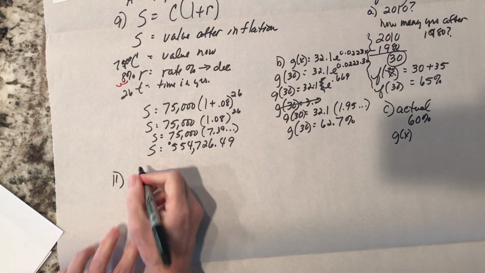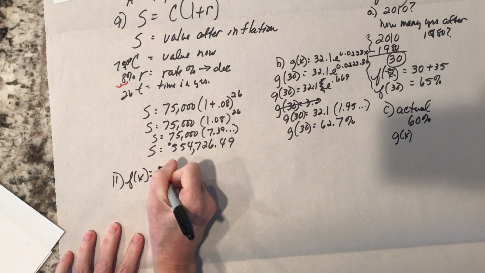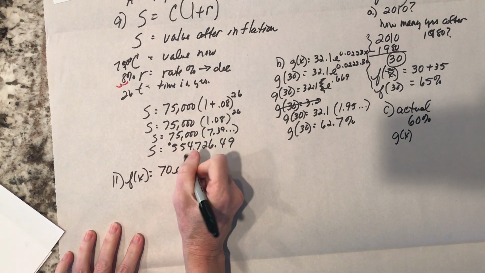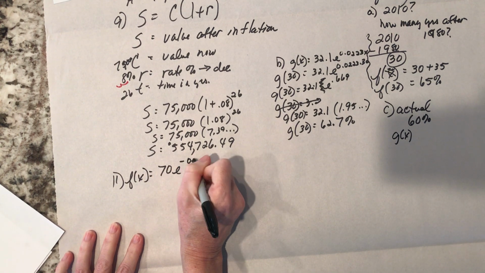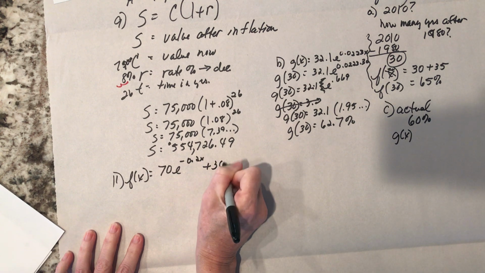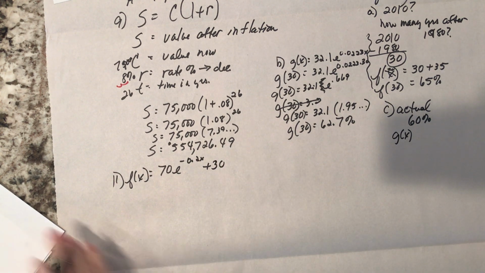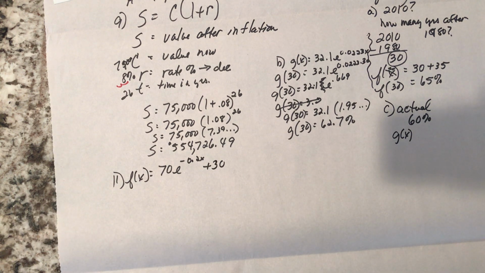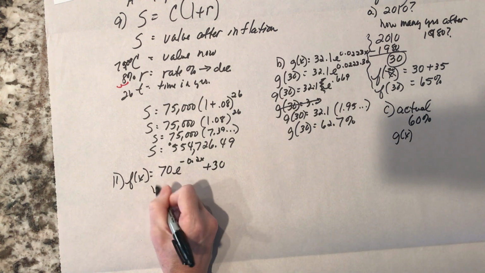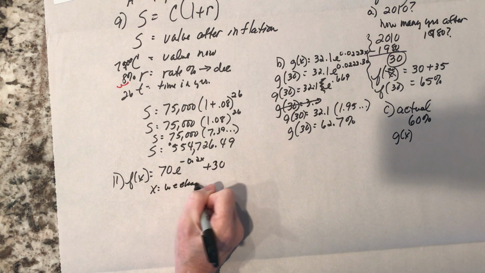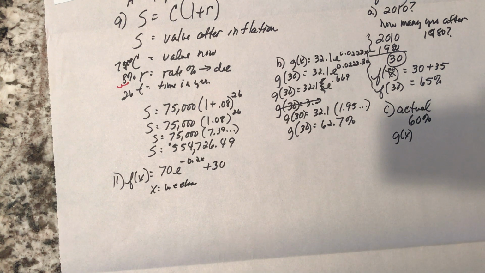Okay, number 11. f(x) = 70e^(-0.2x) + 30 is our function. It models the percentage of information you can remember after x weeks of learning the information. So x will be the number of weeks after you've learned the information, after you've taken it in, understood it, and learned it. So A says substitute 0 for x.